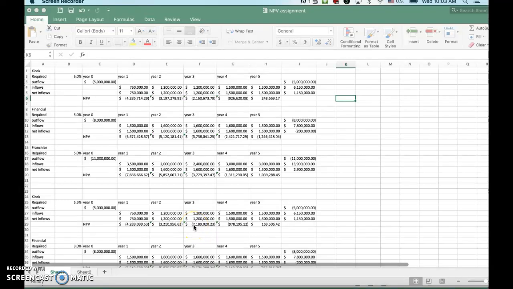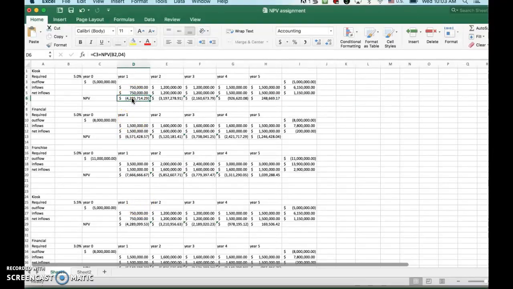Hey Ryan, I was checking your exercise 2 assignment. I think you did a great job of looking at each year and coming up with their net inflow, and then using the formula NPV to calculate the net present value for each year.